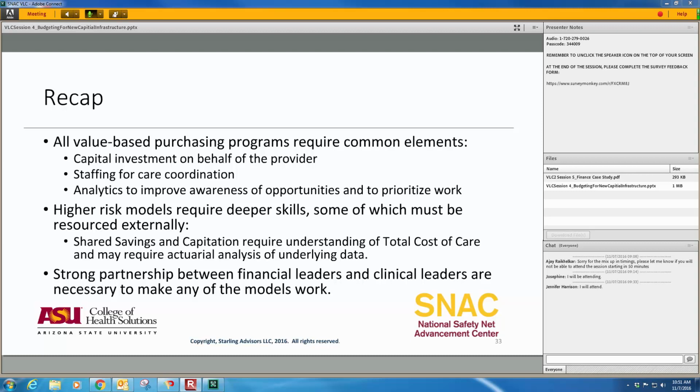But as Andy indicated, what we do know is that strong partnerships between financial leaders and clinical leaders are really integral in making this transition, whether it's at an individual organization or if you're working together in some kind of provider network or health systems approach. It's going to be critical.